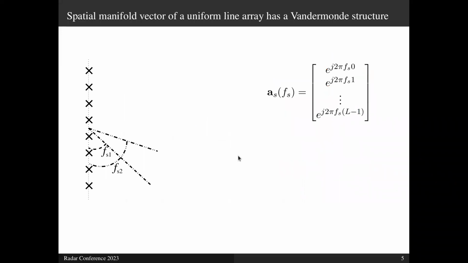We are first going to look at the sensor array. We have the sensor array with L sensors, and we are assuming that we have two targets of interest. Their spatial frequencies are Fs1 and Fs2. These are scaled versions of the angles that the reflections from the targets of interest make with the array axis. The spatial manifold vector for this uniform line array is as shown here. It's a function of the spatial frequency Fs, and it has a Vandermonde structure.